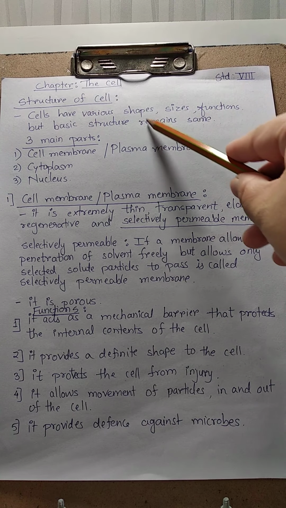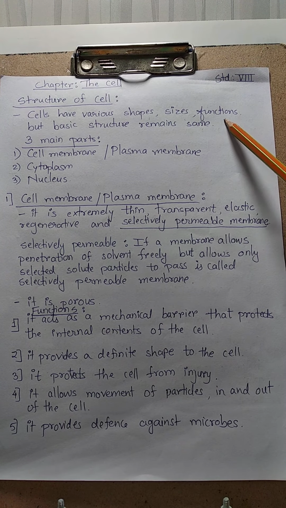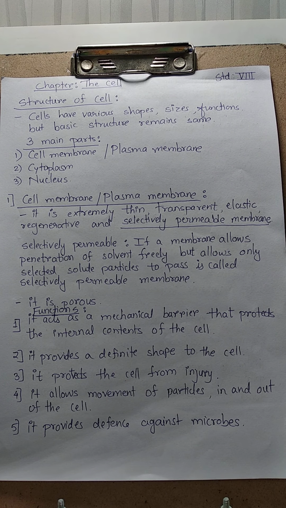Now, cells have various shapes, sizes and functions, but the basic structure remains the same. In the previous parts, we have seen different shapes: spindle shape, then cuboidal shape, then polygonal shape, then disc shape, then elongated and knobbed shapes like nerve cells, and oval shape. So these are the different shapes of cells. We have also talked about the sizes of cells, like the smallest one, which is mycoplasma, and the largest cell, which is the egg of an ostrich. That also we have seen.